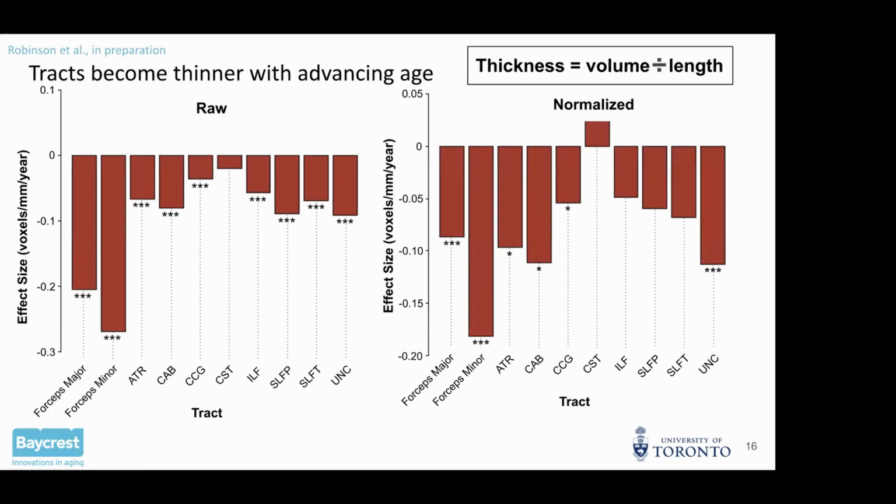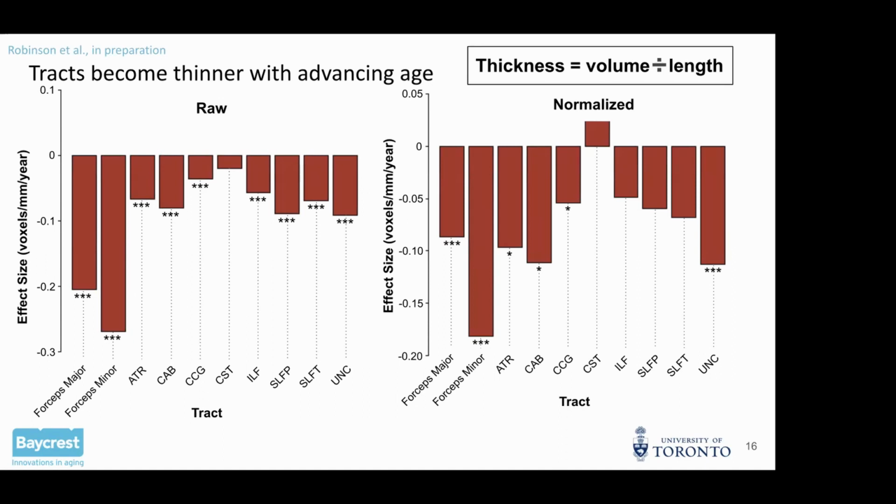So to approximate a tract as a cylinder, we came up with this metric that is the volume divided by the length. And so this is looking at how much thinning the tract sustains in aging. Almost all tracts become thinner in aging, with the exception of the CST, which stands for the corticospinal tract. The corticospinal tract is among the first to develop in the brain, perhaps the first. And so it is also well known that it is relatively preserved in aging.